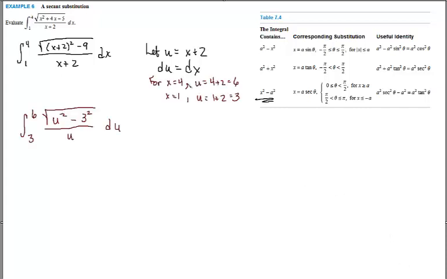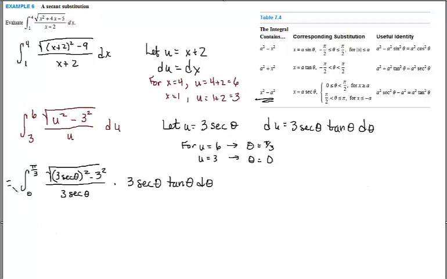Okay, I've done it. Now what I need to do is let u equal 3 secant theta. That means I'm going to need du, and du is going to be 3 secant theta tangent theta d theta. I'm going to substitute all that in. Okay, still rolling along here. I did my limits of integration too.